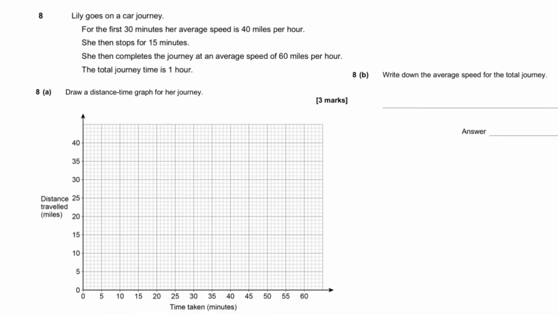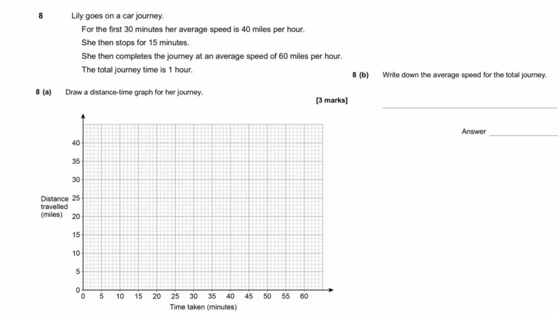For example, Lily goes on a car journey. For the first 30 minutes, her average speed is 40 miles per hour. Then she stops for 15 minutes. She then completes the journey at an average speed of 60 miles per hour. The total journey time is 1 hour. Draw a time distance graph for her journey.